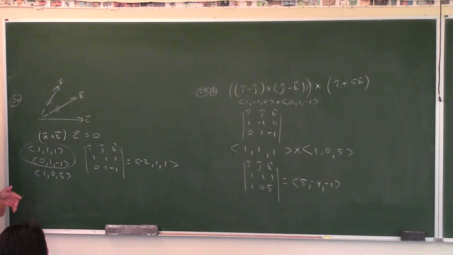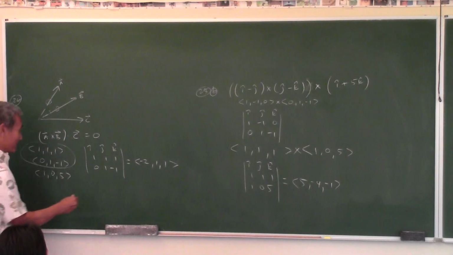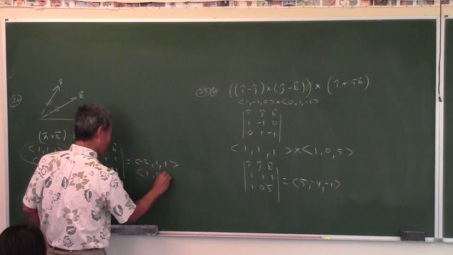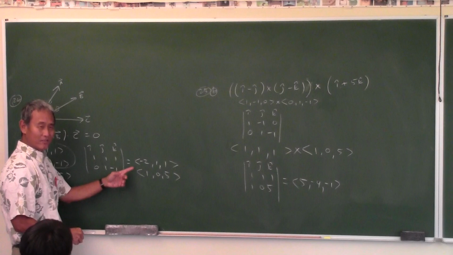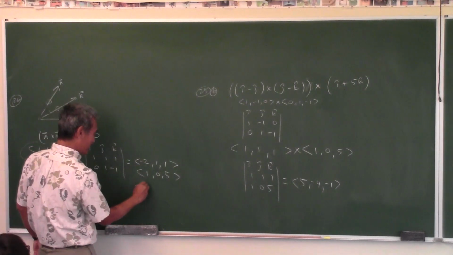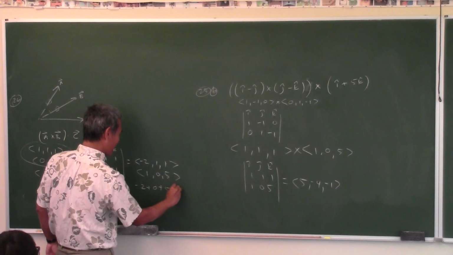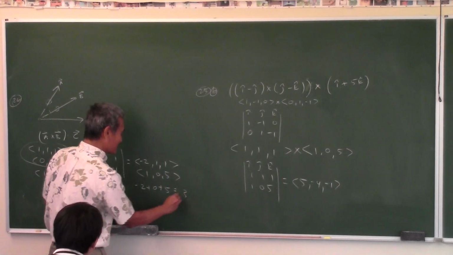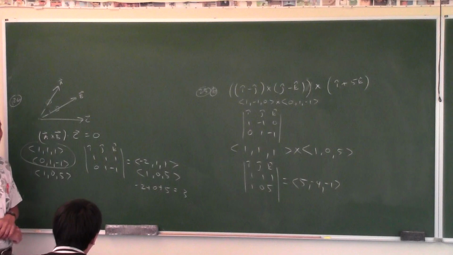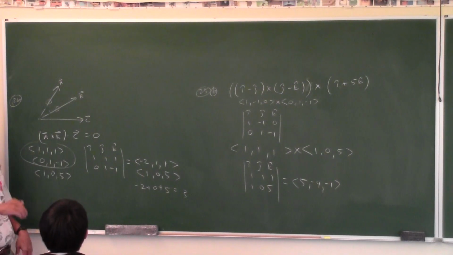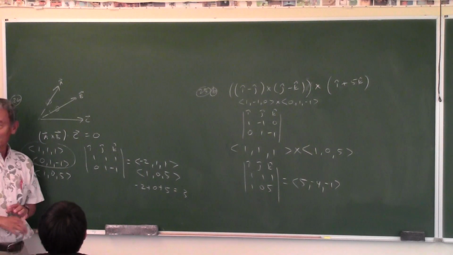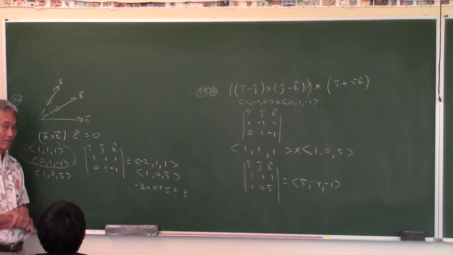Now you dot it with this third vector. How do you find the dot product of these two vectors? You multiply the x components, you multiply the y components, you multiply the z components, add them up, and you get 3. Is that 0? No. They're not coplanar. If the dot product comes out 0, then they are coplanar. So that's why the answer was no, because 3 is not 0.